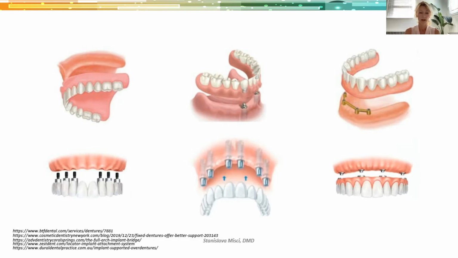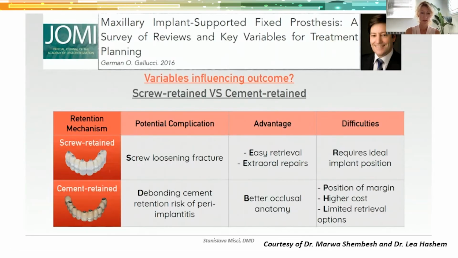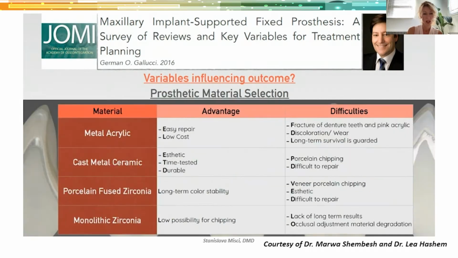All of these options have advantages and disadvantages. Courtesy of two of our former residents, Dr. Shambis and Dr. Hashim, they did a little overview of the different materials and the different options and the potential complications, advantages, and difficulties. Nowadays, the mainstream is the monolithic zirconium.